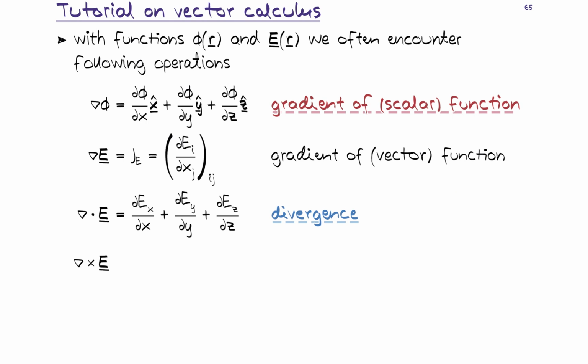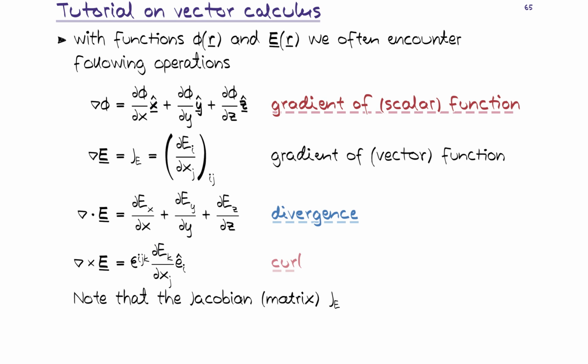And a similar thing here: I have my curl operator, so I'm calculating a vector product with the nabla operator on E, and here I'm actually getting a vector out. So the curl of an E field is defined using the Levi-Civita parity symbol again and Einstein's summing convention. Here I'm taking the partial derivative of Ek with respect to xj, and then I have a vector pointing along the Ei direction. So this is known as the curl. And the Jacobian matrix of E is essentially a 3x3 matrix.